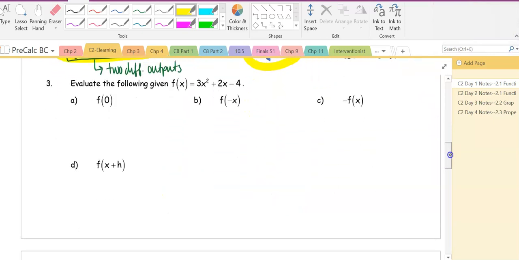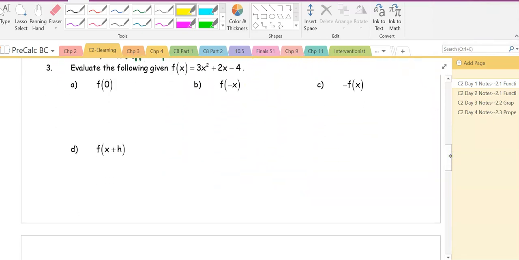All right, next, evaluate the following given this function. So notation is something really important in pre-calc. You want to make sure that you use correct notation now, and that way your life is going to be a lot easier when you get to calculus next year. So f of 0, that's simply saying we're plugging a 0 in place of all of our x's. You do want to make sure that you label this as f of 0, not f of x. Okay, and we're just going to show the work.